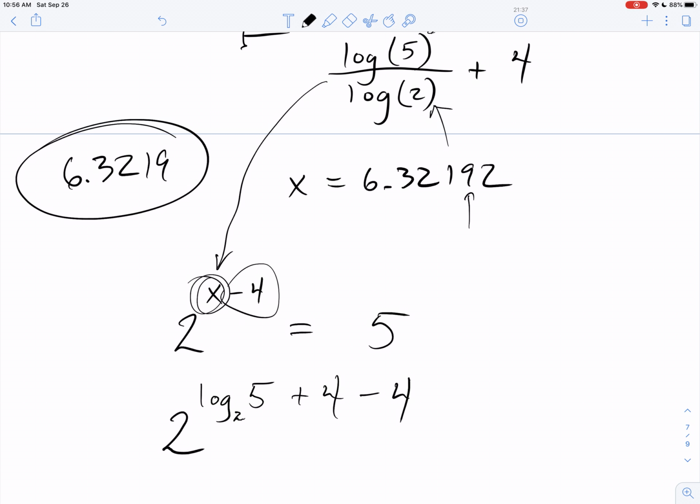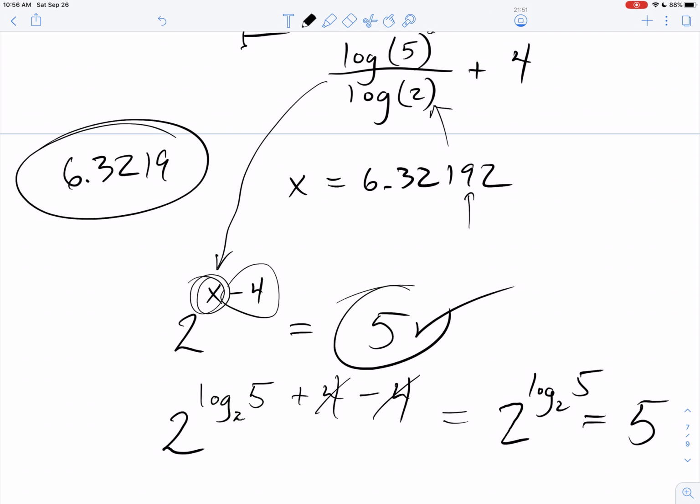That'd be this part. These would cancel. I would end up with 2 to the power of log base 2 of 5, which is indeed 5. Bam, they match. That's doing it without punching in the long super decimal that we found. Once again, answer key, so you can look and check all your answers.